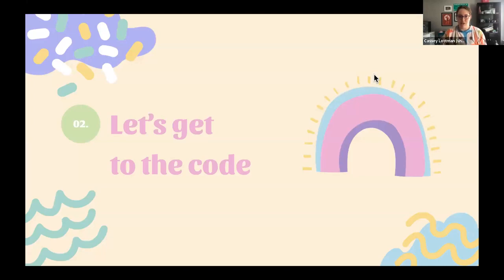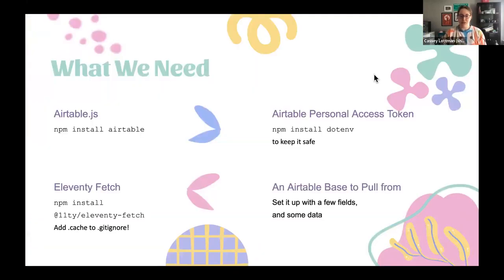So let's get to the code. We're going to need to install some packages. So we'll need the Airtable.js library. They have a really pretty nice package that you can use to query your Airtable data instead of handcrafting a lot of really complicated fetch requests. We're going to need Eleventy Fetch. That's going to provide our caching layer, which is an official Eleventy plugin.